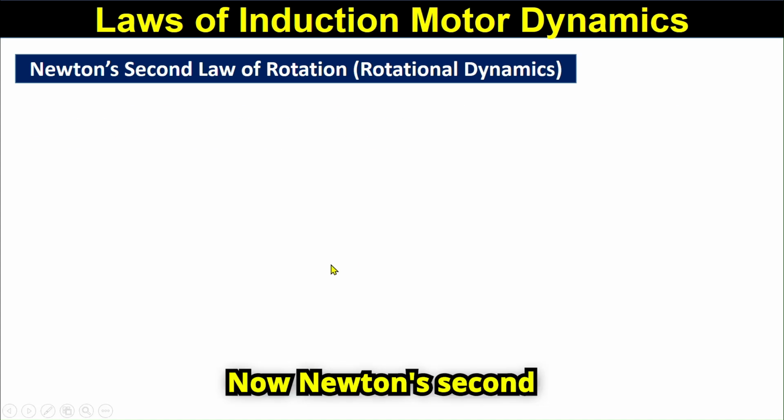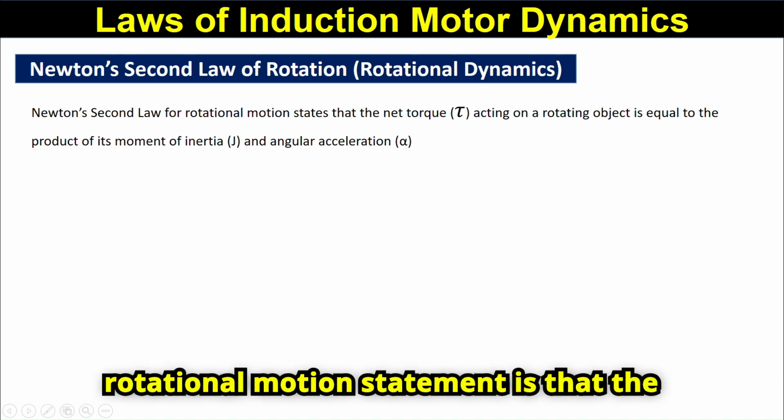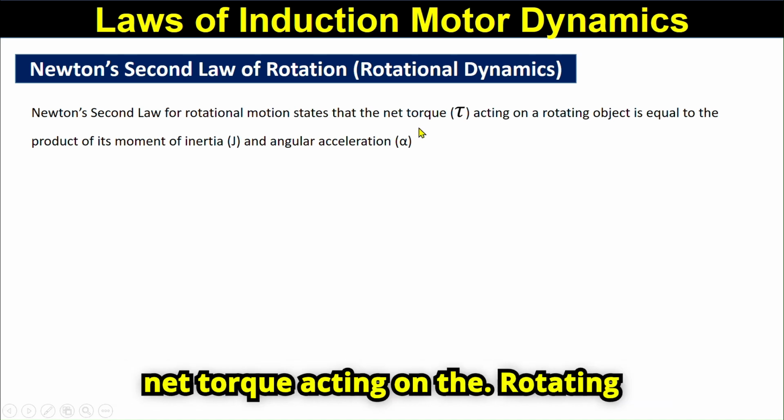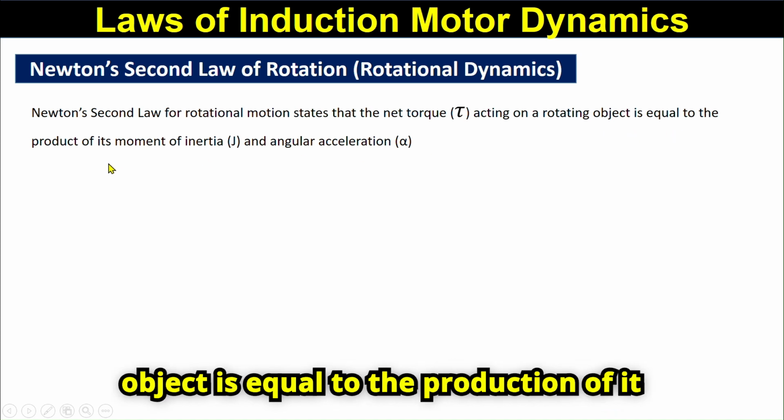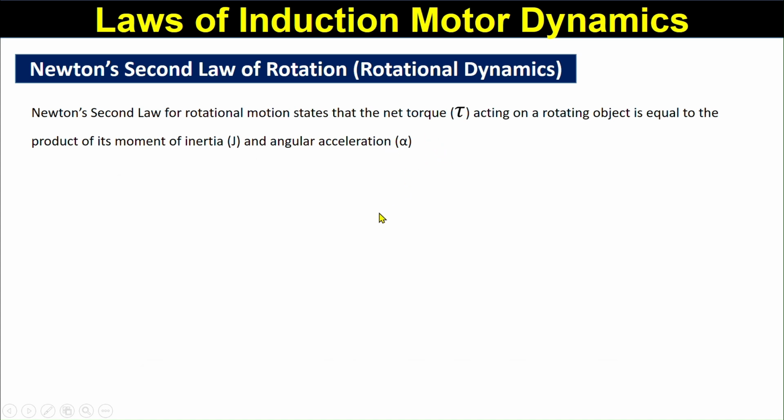Now, Newton's second law for rotational motion. Newton's second law of rotational motion states that the net torque acting on a rotating object is equal to the product of its moment of inertia, that is J, and angular acceleration, that is alpha.